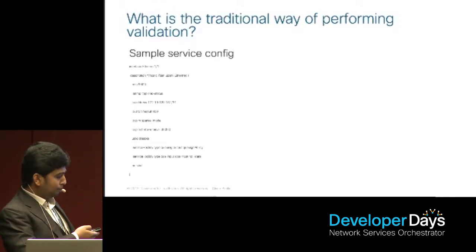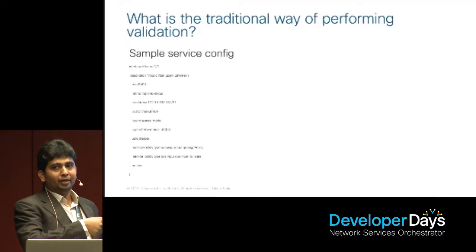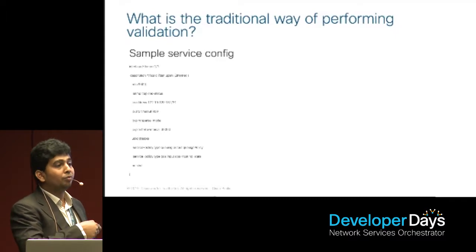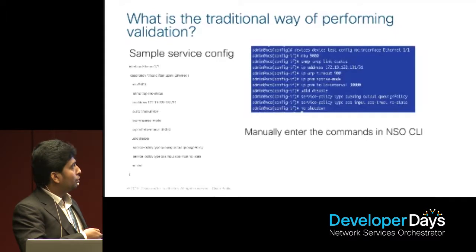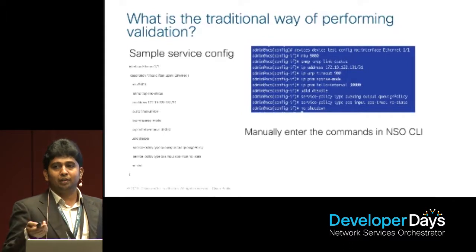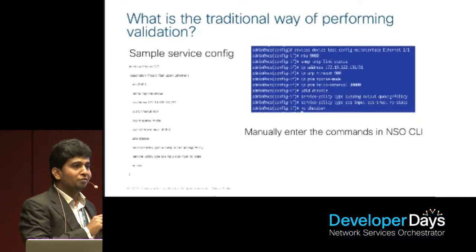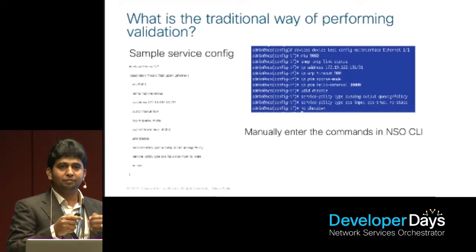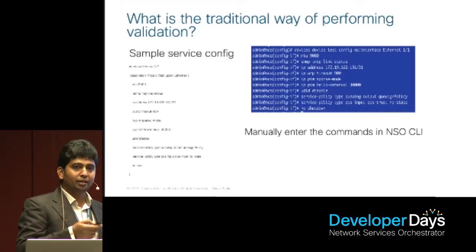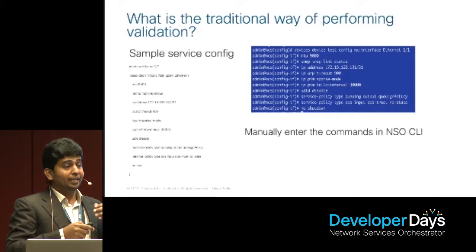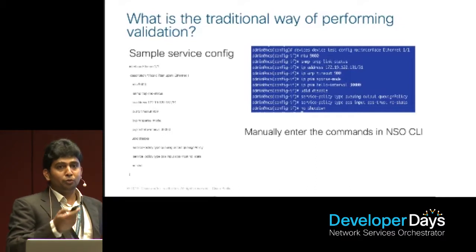So let's take an example of sample config here. This is a sample config I've picked up just to show you how we are doing it today. We go to the NSO CLI and type all these configurations one by one to check if the configuration is supported by the current NED version. If it is not supported, it's going to throw an error.